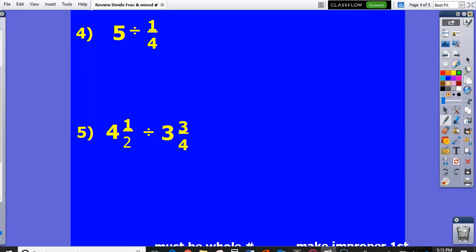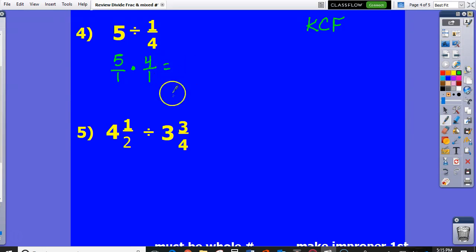Now we're going to have the mixed numbers and whole numbers. We don't have a fraction. Remember, when you see division with fractions, keep, change, flip, or multiply by the reciprocal. We need to make this one a fraction first. So 5 over 1, change to multiplication, and reciprocal or flip it over.